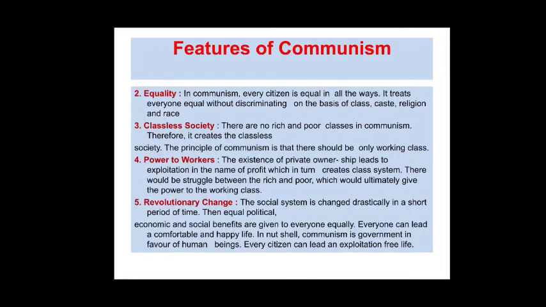Russia was the first to start a communist government. Other countries also followed, but our country has a democratic government.